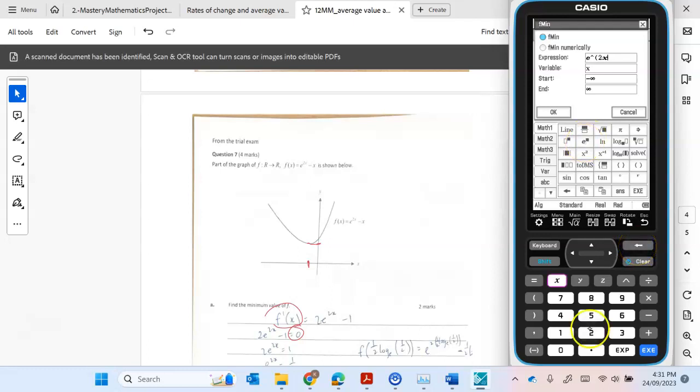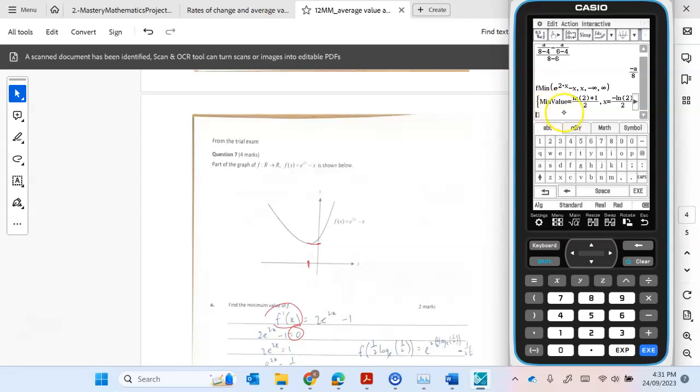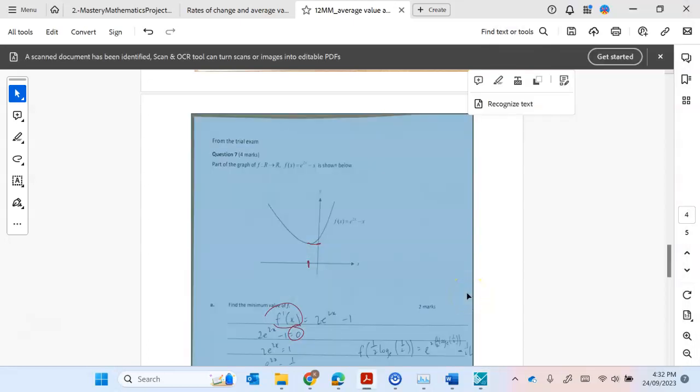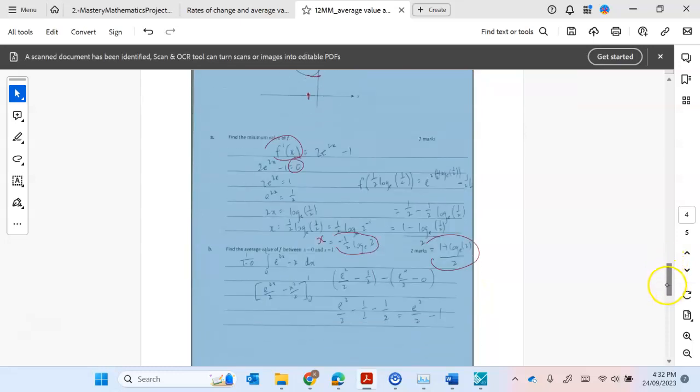E to the power of 2x, close your bracket, minus x. And our variable is x, and we don't really have any restrictions. Because there's only one minimum, we don't really need to restrict the domain. All right, so you can see that's your minimum value. The minimum value is your value of y, or your value of f of x. And there's your x. So we got them by hand, and then you can see it's done on the calculator much quicker. All right, let's scroll on.